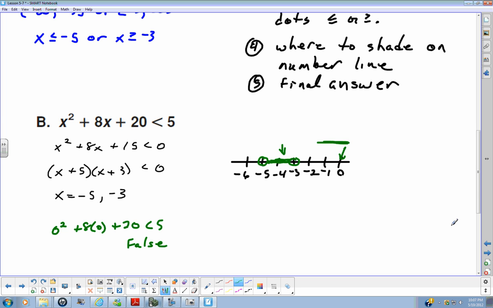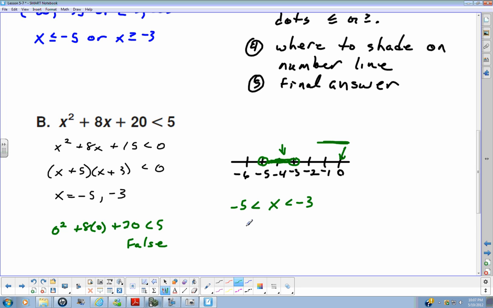Okay? So there's part of our answer on the number line. And then we're going to write it as a compound inequality. So that would be that x is greater than negative 5 and less than negative 3. And remember, you put the variable in the middle, and the greater than on the left, the less than on the right, with the smallest number on the left and the larger number on the right.